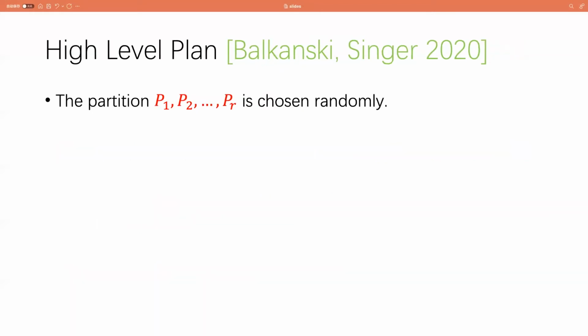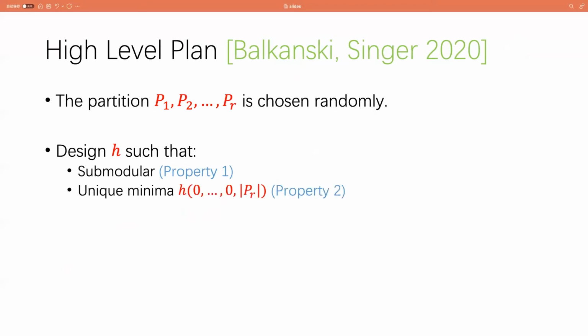In the framework of Balkanski and Singer, the partition P1 to PR is chosen randomly, and we design the function h such that, first, the f given by h is submodular, and second, the minimizer of h is the vector with the size of PR in dimension r, and 0 on all other dimensions. In other words, the minimizer of f is the group PR.